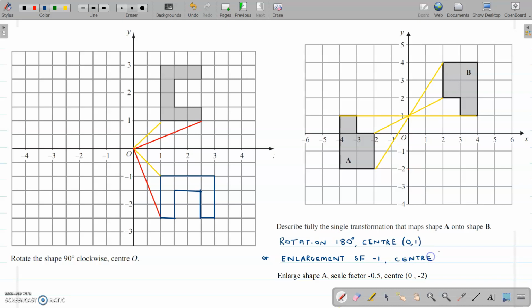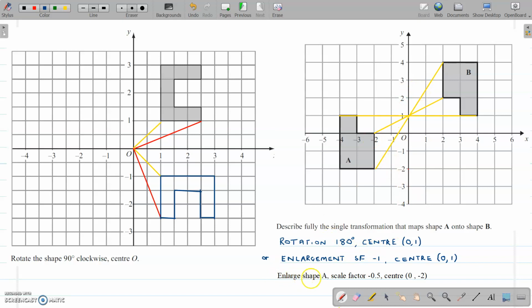What that means is that the shape A has been taken through this vanishing point, if you like, and out the other side, so it comes out upside down but the same size. That's why the scale factor is -1. Both of those answers are acceptable and correct.